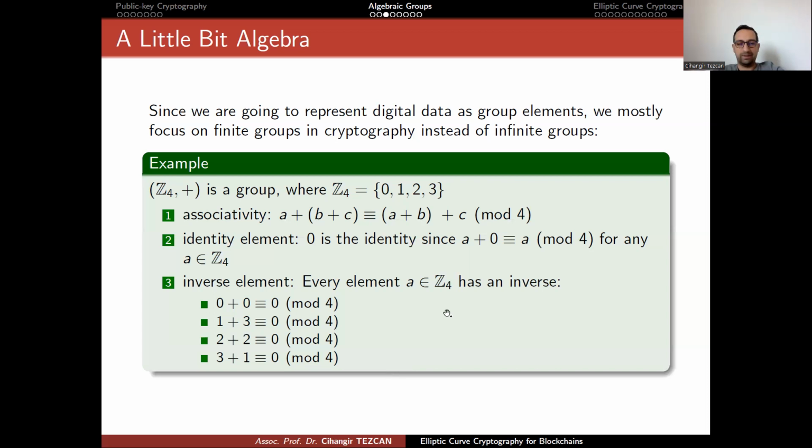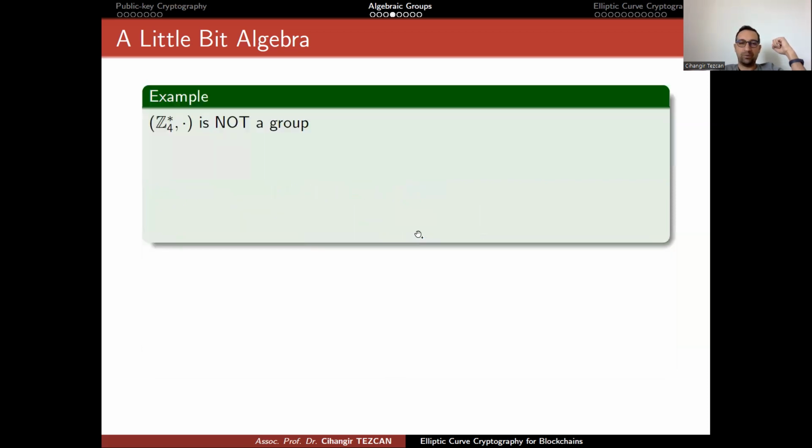And actually, these are the things that are interesting to us in cryptography. But of course, Z4 is a very small group with only 4 elements. So we will be dealing with groups with larger sizes. And most of the time, we might prefer to have this number to be prime for some reason, which we will explain in the future.